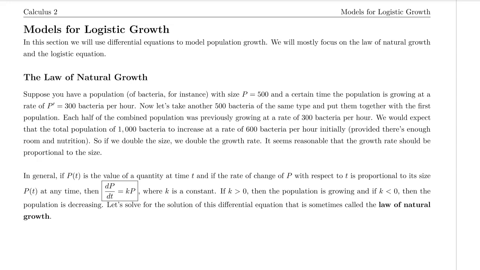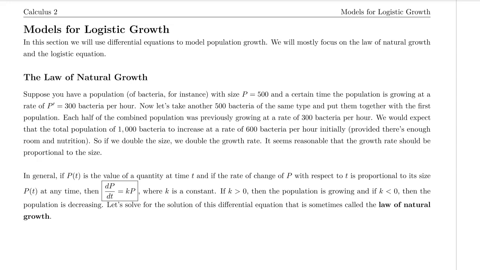In general, if P of t is the value of a quantity at time t, and if the rate of change of P with respect to t is proportional to its size P of t at any time, then we have the differential equation dP/dt equals k times P, where k is some constant. If k is positive, then the population is growing, and if k is negative, then the population is decreasing.